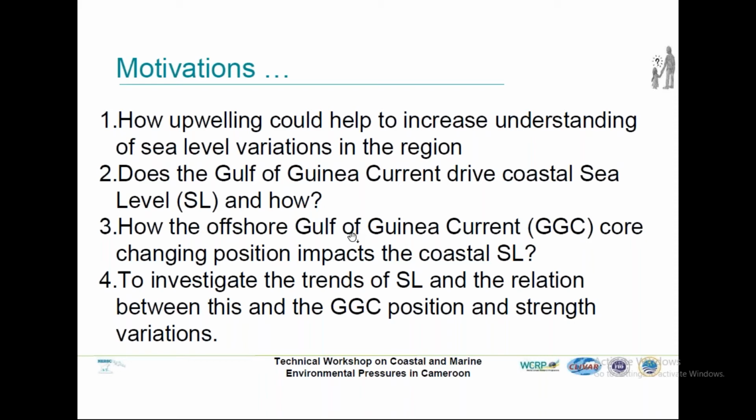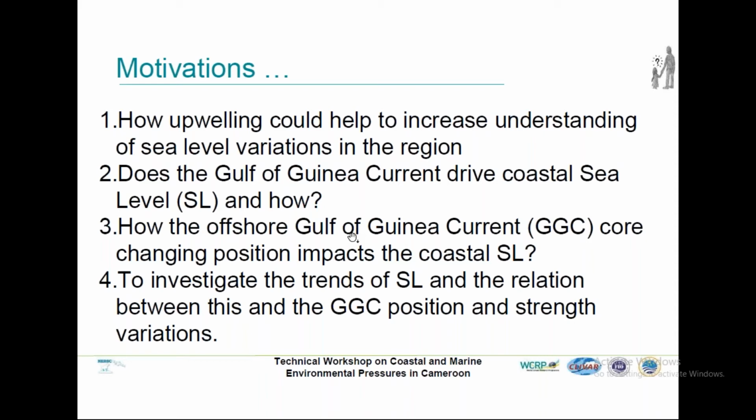And the last question is to investigate the trends of the sea level and the relation between this trend and the Gulf of Guinea current position and strength variations. All those questions are mainly related to the contribution of sea level altimetry products to give a faint insight of what is undergoing there.